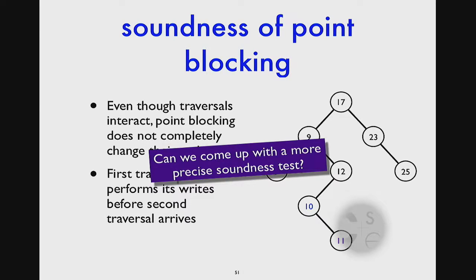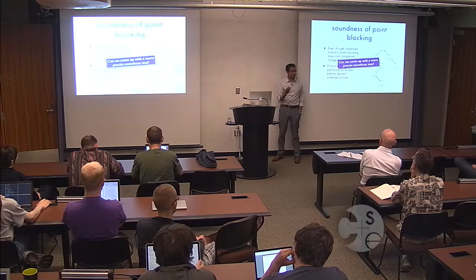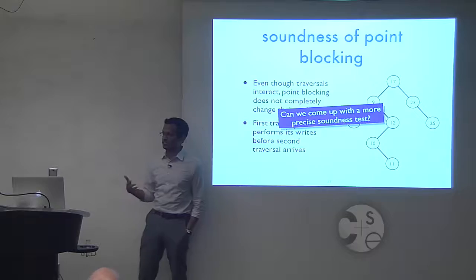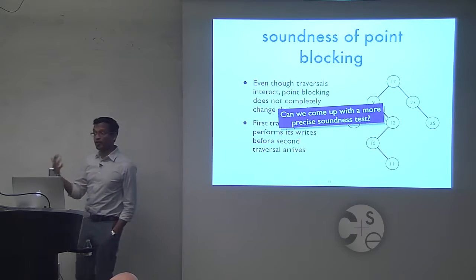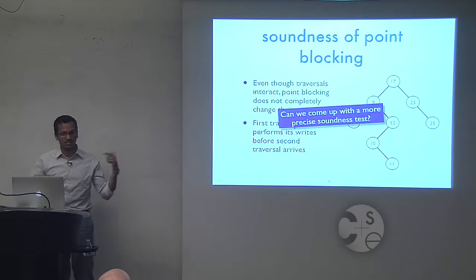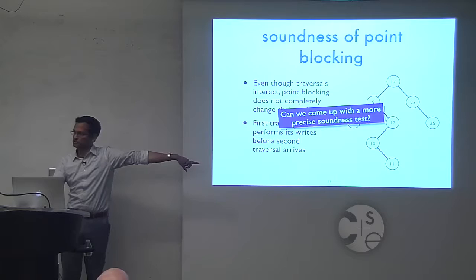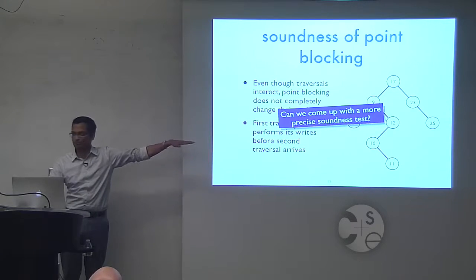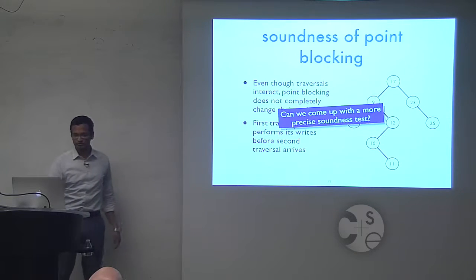So the question is, can we come up with a more precise soundness test? The analogy here would be loop interchange in regular programs. Loop interchange is safe as long as the loops are parallel, but it's also safe in other situations. You can have loop-carried dependencies, and you can still change the order of 2 loops, because not all dependencies break when I change the order of 2 loops. Similarly here, there was a dependence between those 2 traversals, but that dependence didn't break when I interleaved them together.